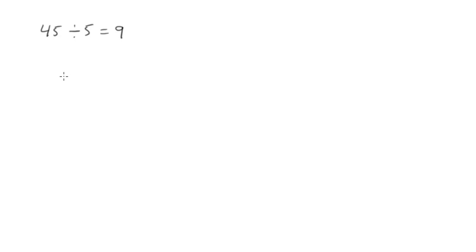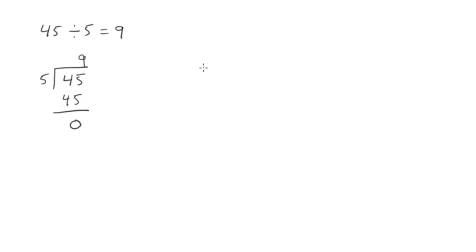In the long division format, we get 45 divided by 5. 5 goes into 45 9 times. 9 times 5 is 45. 45 minus 45 is 0. So we get to 0, we know that we're done, and that 5 does go into 45 9 times. Let's do that in base 2.